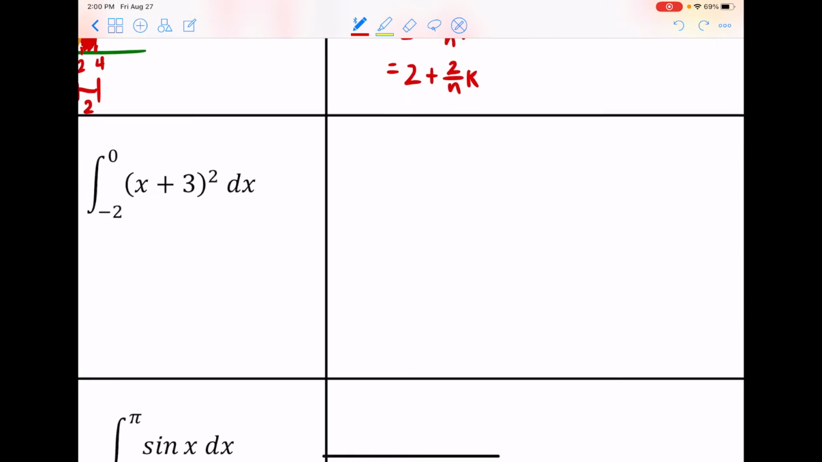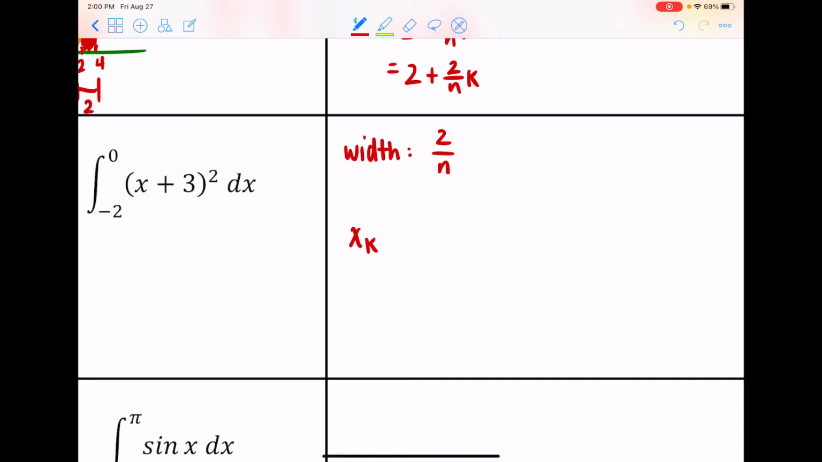The width of each rectangle in our scenario: we are covering a distance from 0 to -2, so that's a distance of 2, and there are n rectangles. So the width of each rectangle will be 2 divided by n.